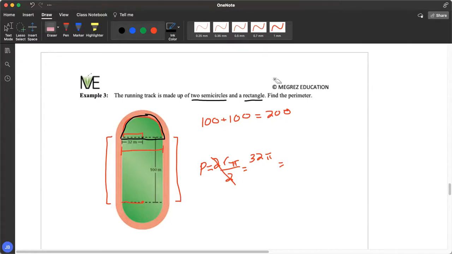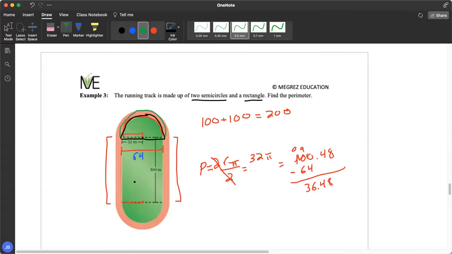So 32 times 3.14 will be 100.48. Now it looks a little bit better. Now the diameter here is 32 and 32, so our whole diameter should be 64. So we can subtract 64 from this. So we should get about 36.48. And that is just for this part right here.